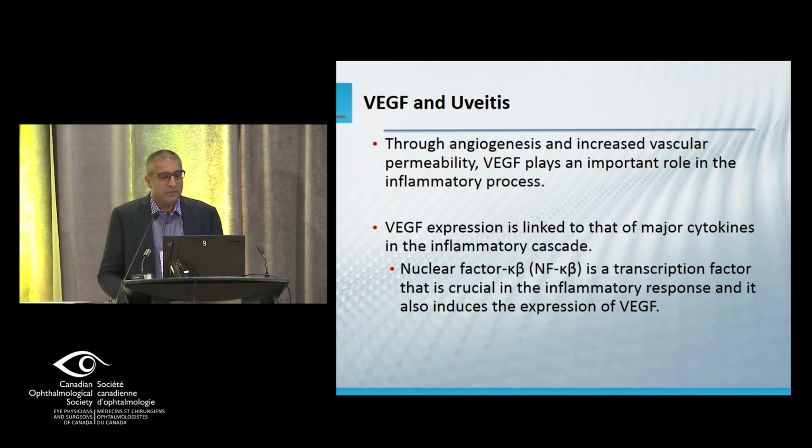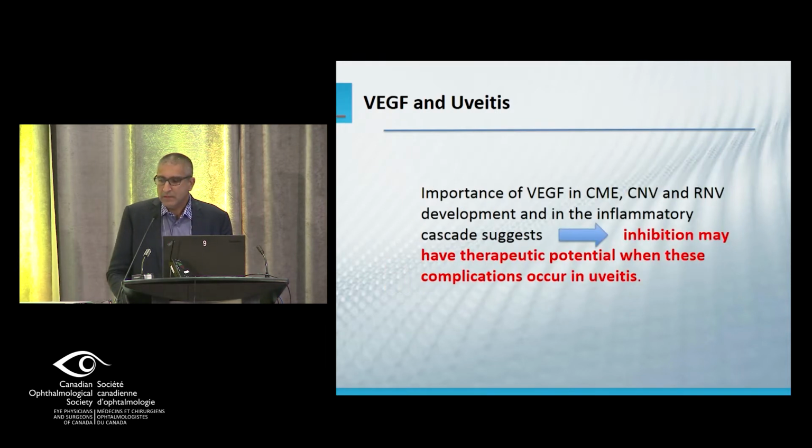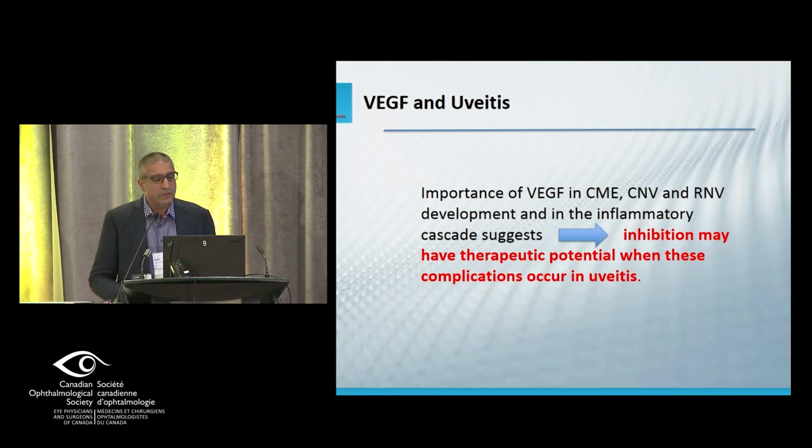And we know that VEGF is integral in inflammation because many interleukins and cytokines are involved in escalating VEGF, and transcription factors are involved in the VEGF cascade. Specifically, interleukins such as 1, 6, 8, tumor necrosis factor, TGF-beta. And clinically, the aqueous levels of VEGF are increased in patients with cystoid macular edema. So we realize that the importance of VEGF in cystoid macular edema, choroidal neovascularization, retinal neovascularization, and in the inflammatory cascades are important, and therefore inhibiting VEGF may have a therapeutic role.